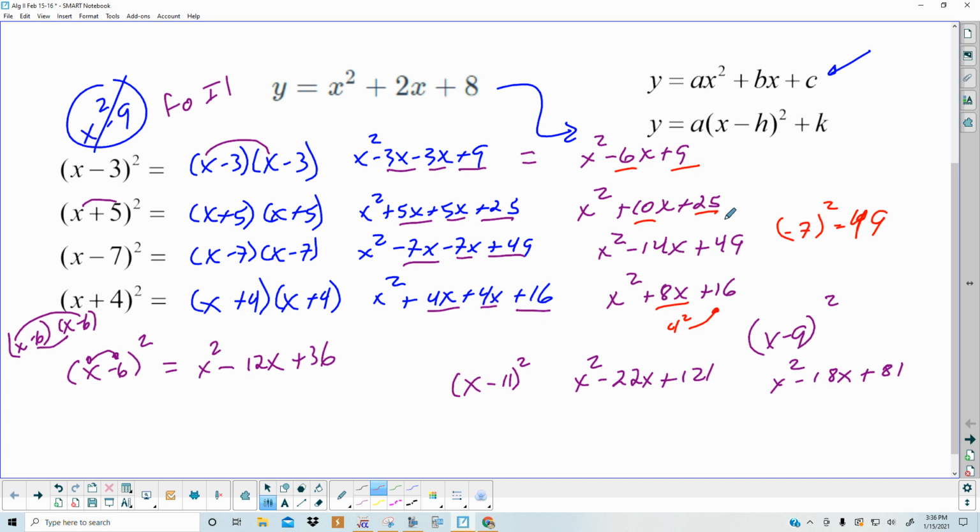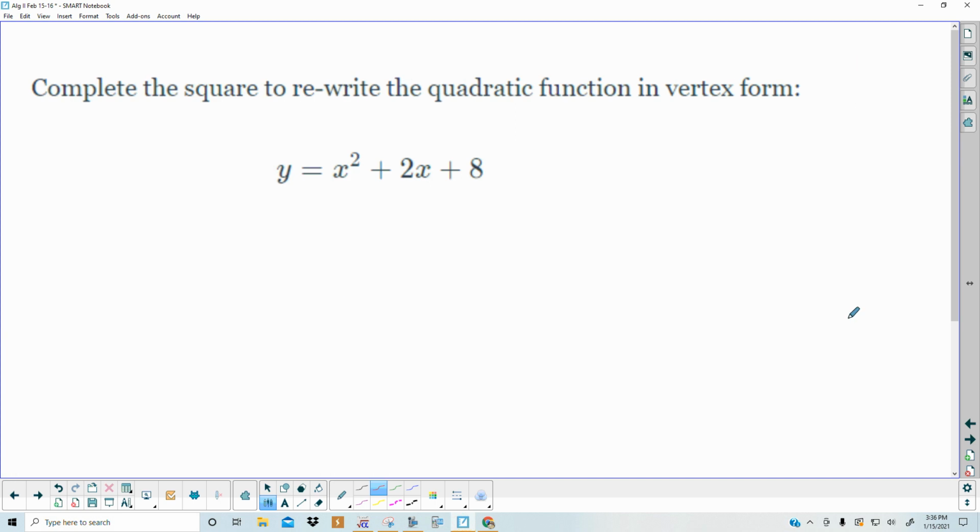Half the middle squared is the end. Okay, so this.